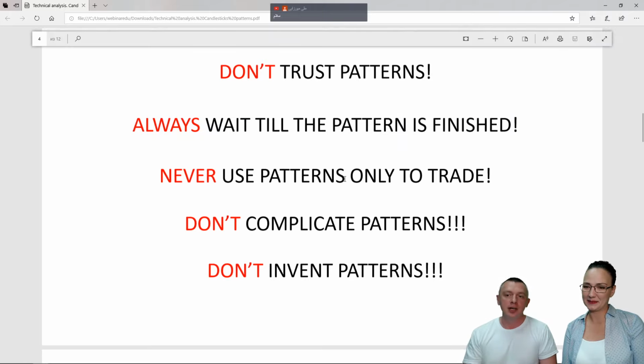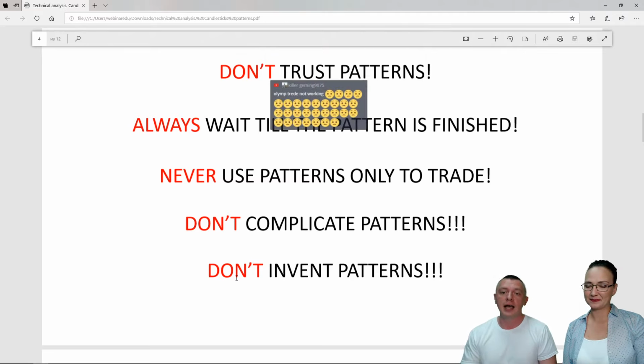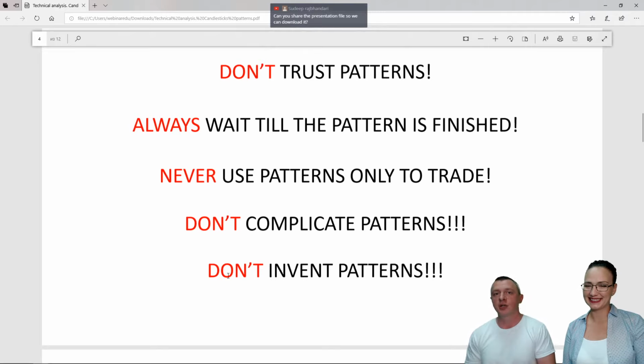Never use patterns only to trade. I mean that you have to confirm candlestick patterns by using other types of analysis. You can use indicators, or graphical patterns like double top, triple top, double bottom, and so on. Don't complicate patterns, my friends, and don't invent patterns. Some traders look at the charts and try to invent something, thinking there is a signal while there is not, and this is really bad.